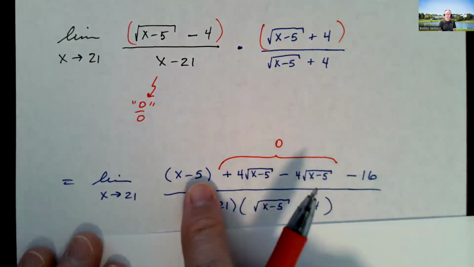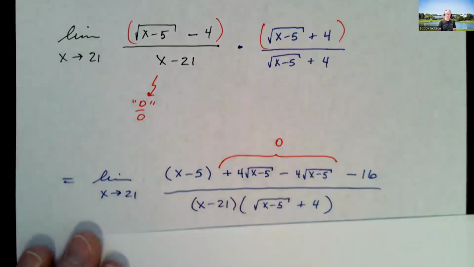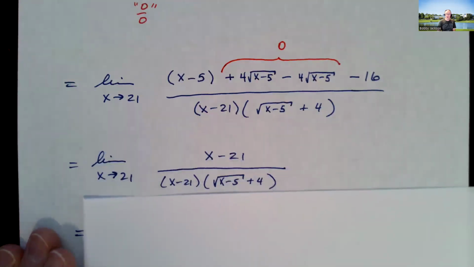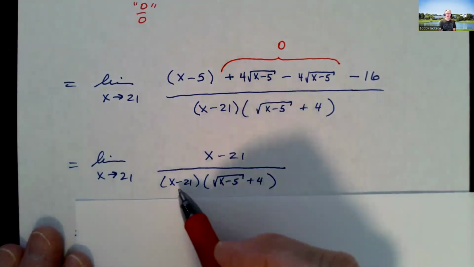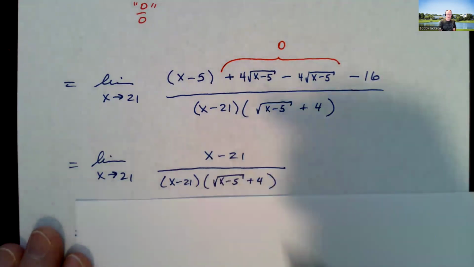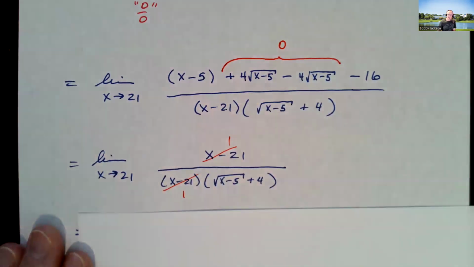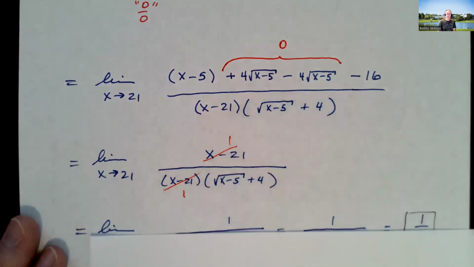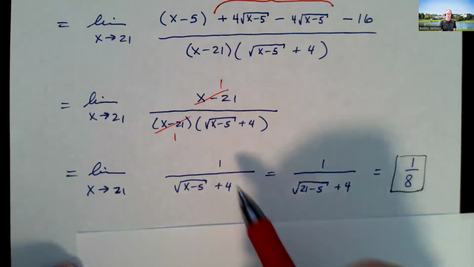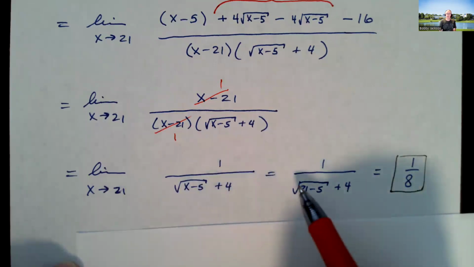Okay, so what is x minus 5 minus 16? Well, negative 5 minus 16 is negative 21. So I get x minus 21. And notice, I've left this factored for a reason because now I have that common factor of x minus 21. I can divide the numerator and the denominator by x minus 21. Notice that ratio is equal to 1, and so this just becomes 1 over the square root of x minus 5 plus 4. I can now plug in x equal 21.